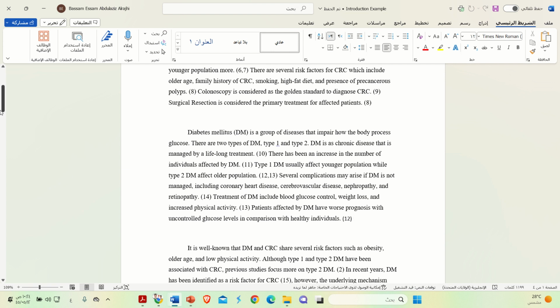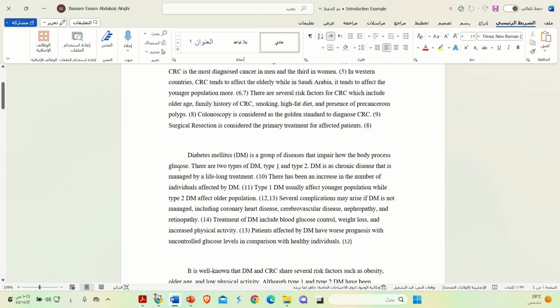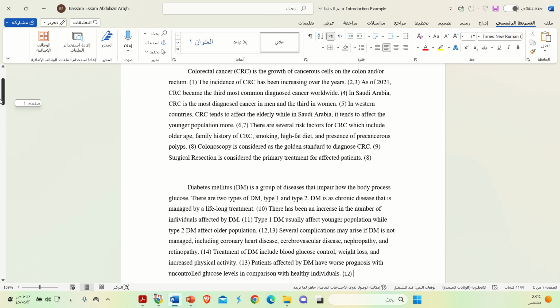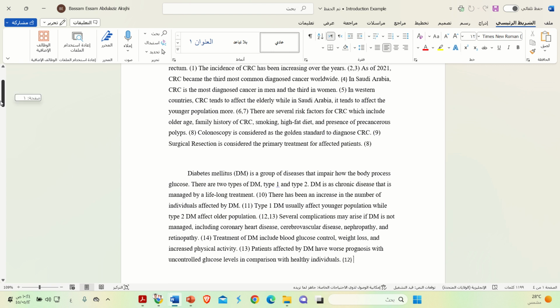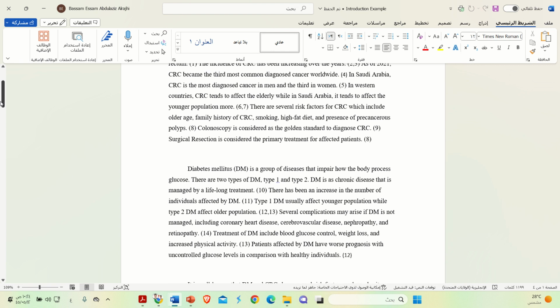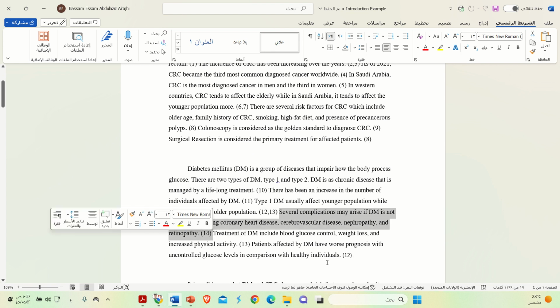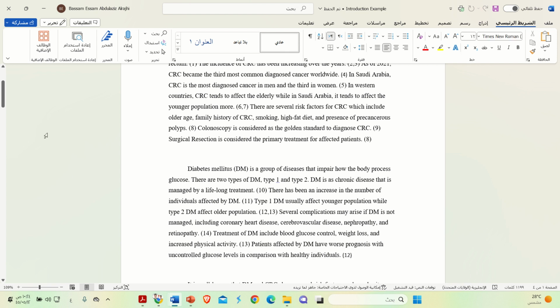So as you can see here, I have chosen, for example, not to talk about risk factors of diabetes here. So it's really depending on what is relevant to your research project. So complications is relevant to my research project, hence why I included it, and prognosis as well. However, I did not talk about prognosis in colorectal cancer.